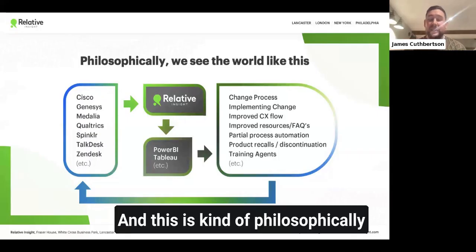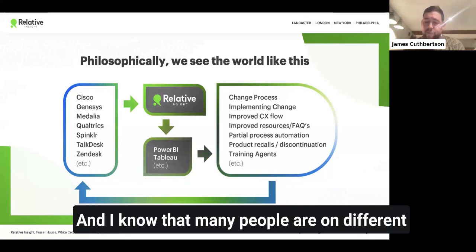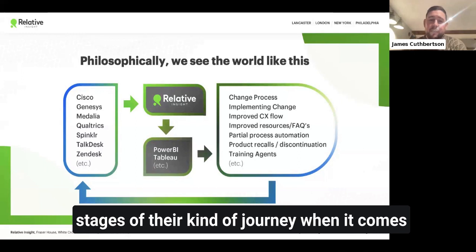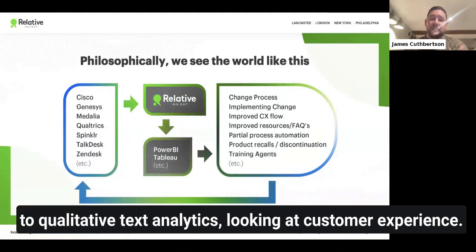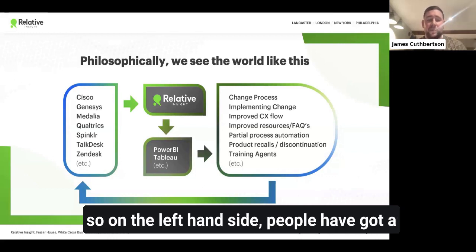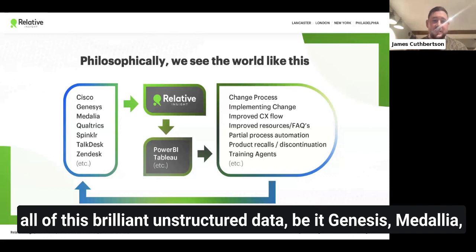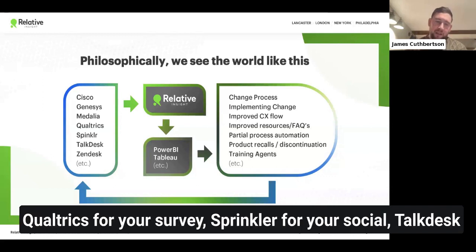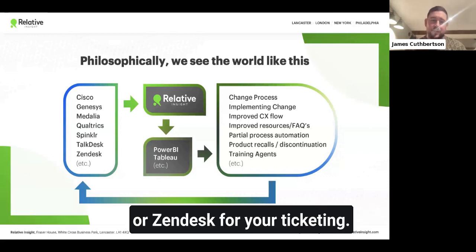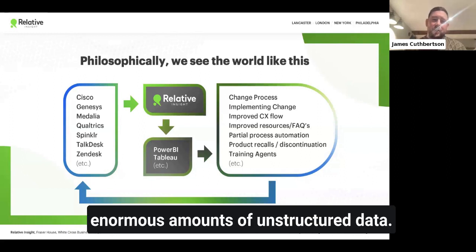And this is philosophically how we see the ideal. I know that many people are at different stages of their journey when it comes to qualitative text analytics, looking at customer experience. But what we are seeing is that more and more, on the left-hand side, people have a really sophisticated and well-organized tech stack, which is capturing all of this brilliant unstructured data, be it Genesys, Medallia, Qualtrics for your survey, Sprinklr for your social, TalkDesk or Zendesk for your ticketing. All of that is just gathering enormous amounts of unstructured data.